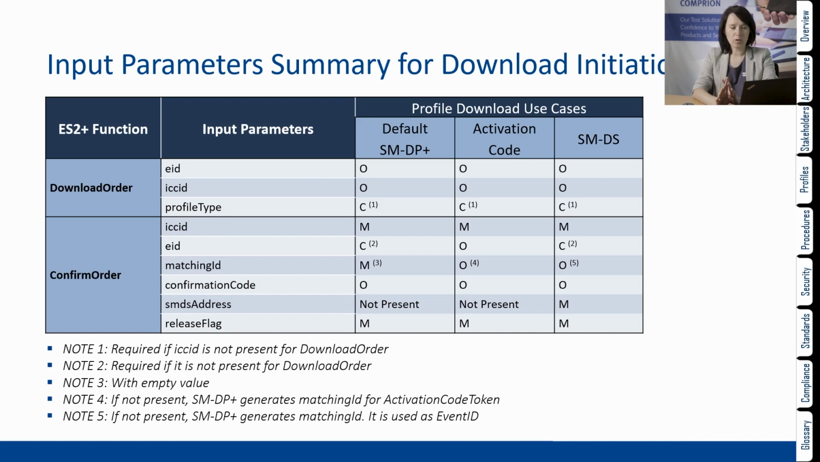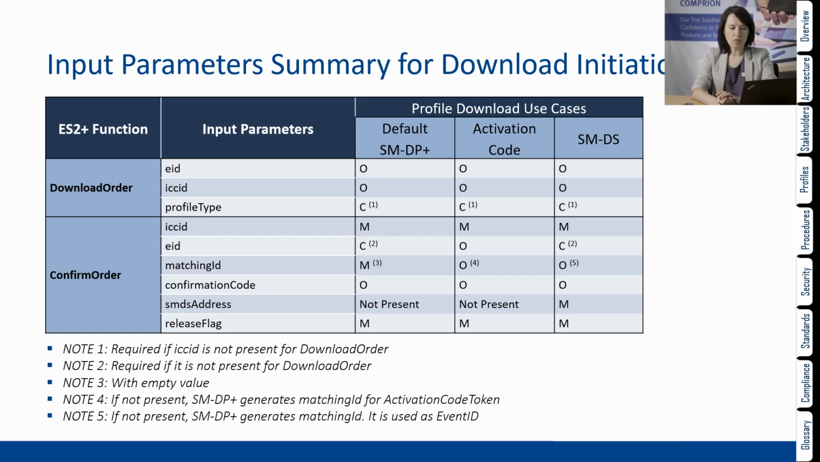Specifically, what is defined as the download order. In the download order function, we might have the EUICC ID, ICCID and the profile type. Depending on the profile download use case, this can be either optional or conditional. So if the ICCID, for example, is not present in the download order, then it can be the case that the profile type is required.